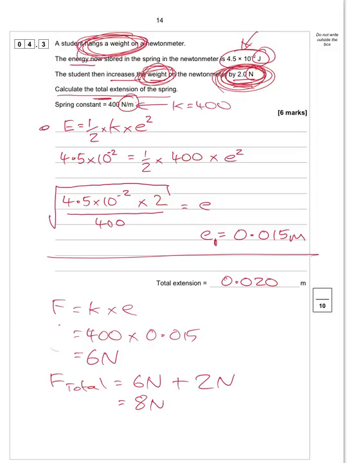I can then plug that into the last part of the equation, and so if I rearrange the equation, extension is equal to force over spring constant. I end up with 8 over 400, which is also equal to 0.02 meters. Okay, so I get exactly the same answer, it's just a different method for the same question.